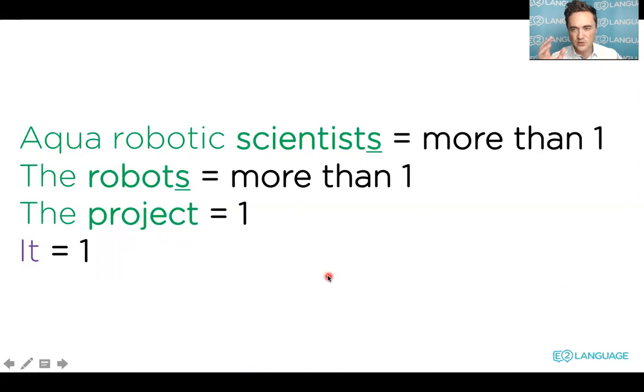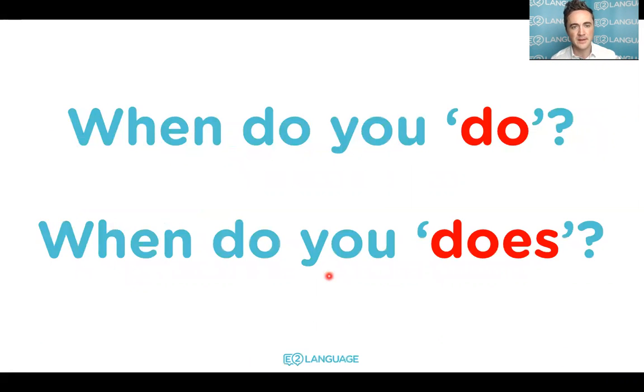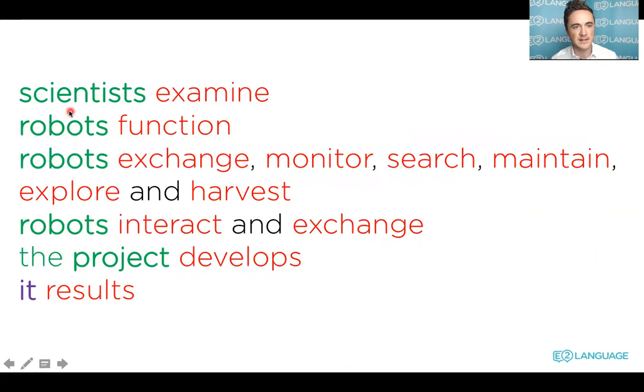Again, in English, it's extremely important to think about how many, number. One or more than one. Just ask yourself, if you're writing a sentence, am I talking about one thing or more than one thing? Am I talking about one robot or more than one robots, etc.? Because it affects when you use do or does, right? So let's look at this. Scientists examine. Robots function. Robots exchange, monitor, search, maintain, explore, and harvest. Robots interact and exchange. The project develops. It results.